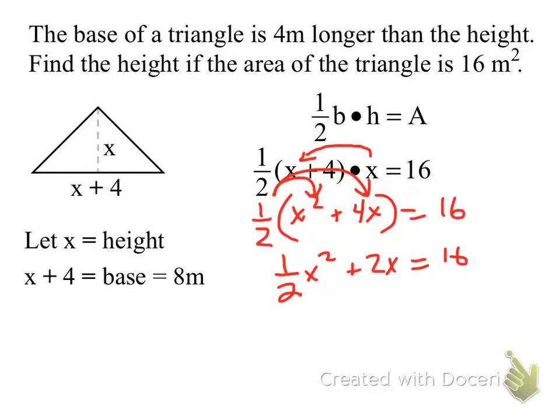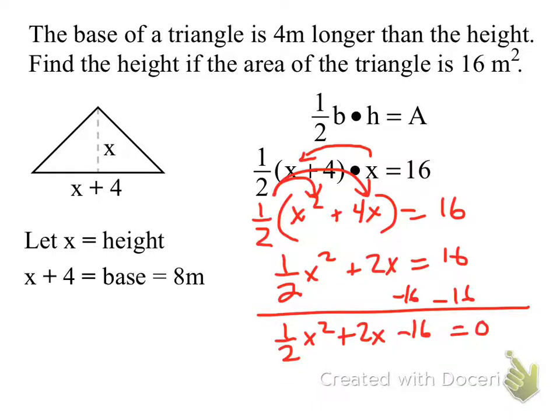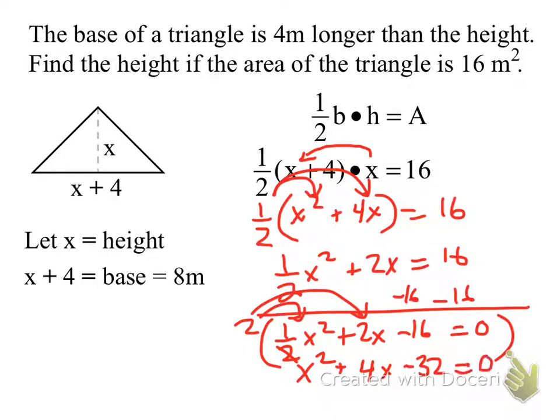Are you guys with me? Now, you can clear the fraction now or in a minute. We can subtract 16. We get 1/2 x squared plus 2x minus 16 equals 0. You with me? Clear that ugly fraction. Multiply everything by 2. It becomes x squared plus 4x minus 32. Are you guys still with me?